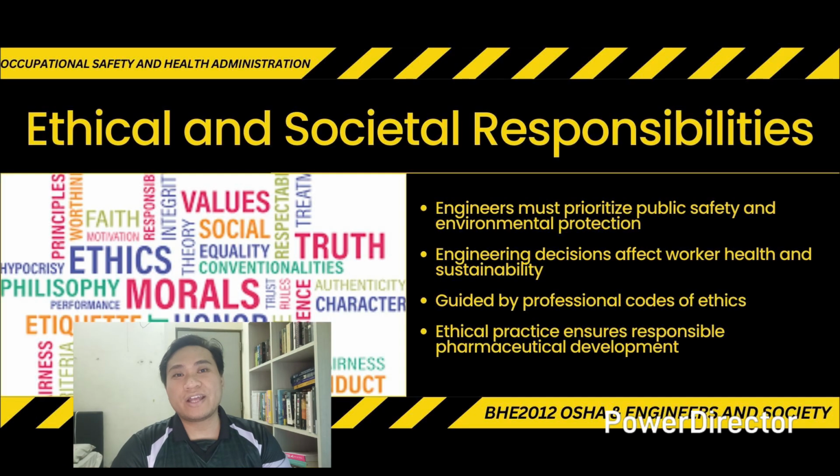Last but not least, we have ethical and societal impact. We can follow the American Institute of Chemical Engineers Code of Ethics, and we can also follow the National Society of Professional Engineers Code of Ethics. Inside these codes of ethics, engineers must prioritize public safety and environmental protection because their decisions affect workers' health and the sustainability of the environment.